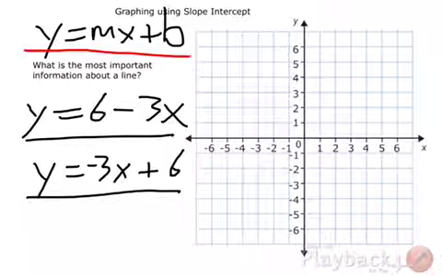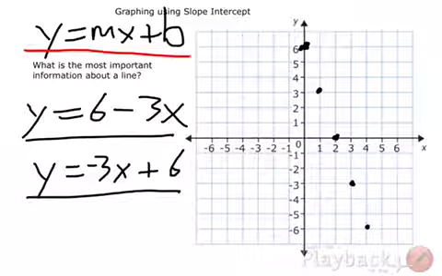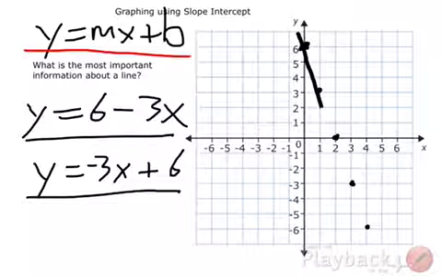Okay, so we start off at 6. Then from there, we go down 3. When there's no run, put a 1. Down 3, over 1. Down 3, over 1. Down 3, over 1. And this is what our graph should look like.